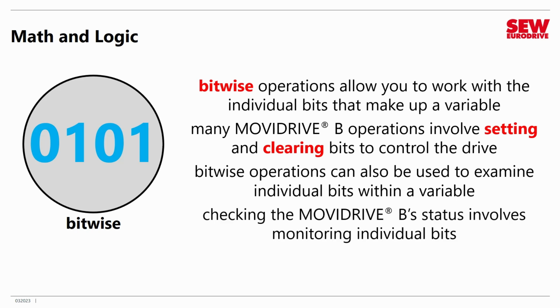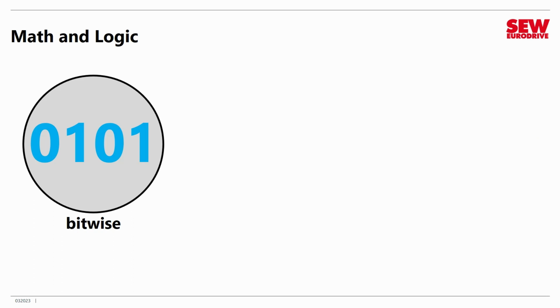So checking status involves monitoring individual bits. So these are the kind of things we do a lot. So the bitwise operations help us do it. Let's look at a few of these. The first bitwise operation is called invert. It simply flips all the bits in a variable to the opposite value. So the 1s become 0s and the 0s become 1s.